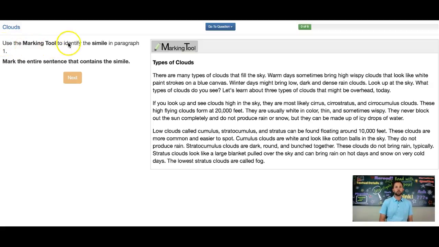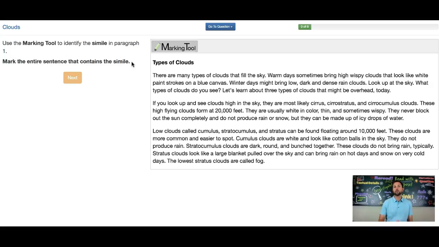Use the marking tool to identify the simile in paragraph 1. Alright, a simile is a comparison of two things using like or as. So using the two words like or as, something looked like this, something was as fast as this, okay? And then there's this other set of instructions down here: mark the entire sentence that contains the simile.